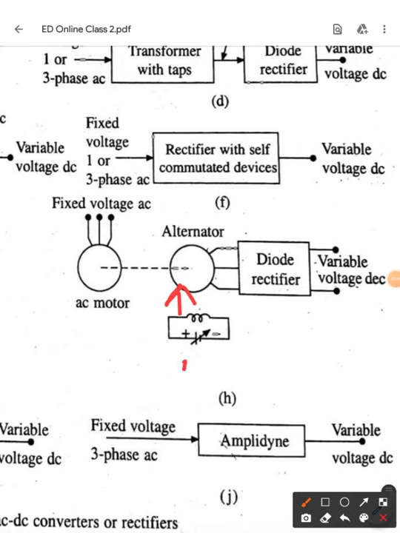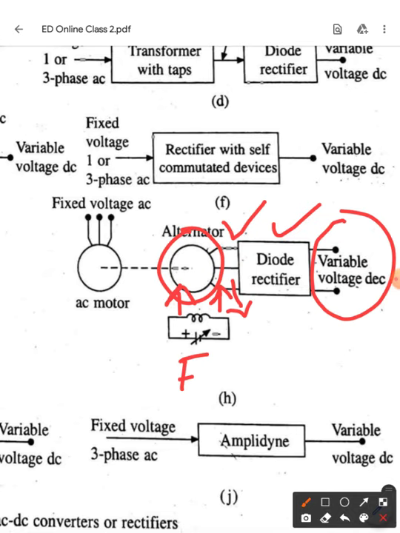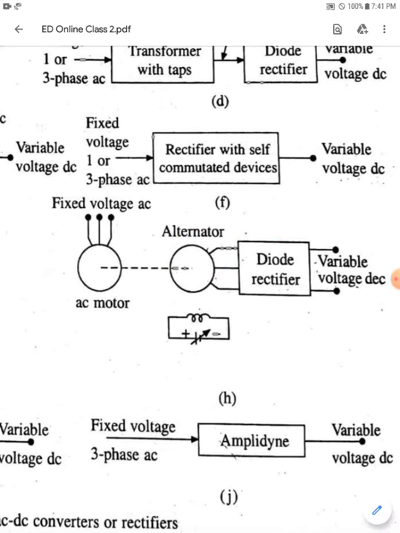As the field is varying, the output voltage of the alternator will vary. Now by using a simple diode rectifier, as the input is varying, we will get the subsequent variable DC voltage at the output of the rectifier, right?